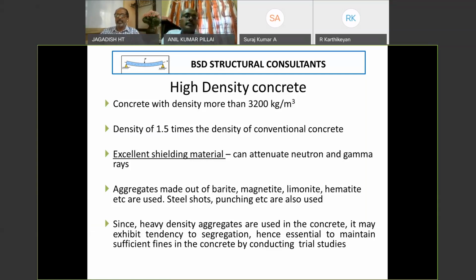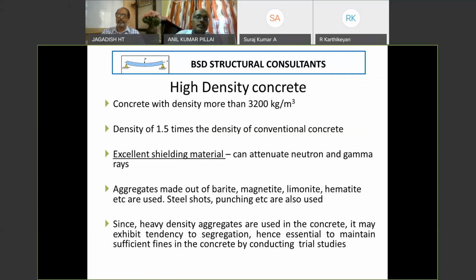But how do you achieve this kind of high density? In a normal concrete, we use normal aggregates. In Karnataka, we will be using granite as a good source of aggregate, and even the crushed granite could be used as a fine aggregate. So if we use granite stone as aggregate, we can achieve up to 2,400 kg per cubic meter. But when I have to increase the density, I have to increase the density of the ingredients in concrete.